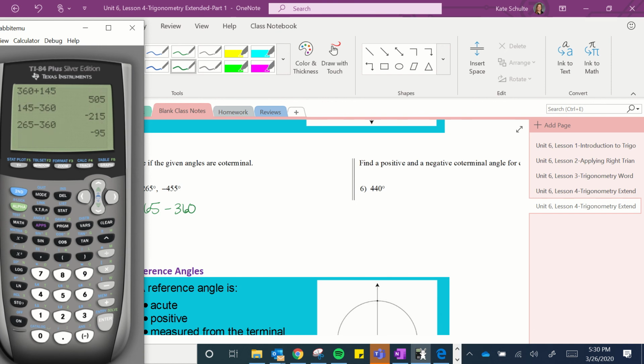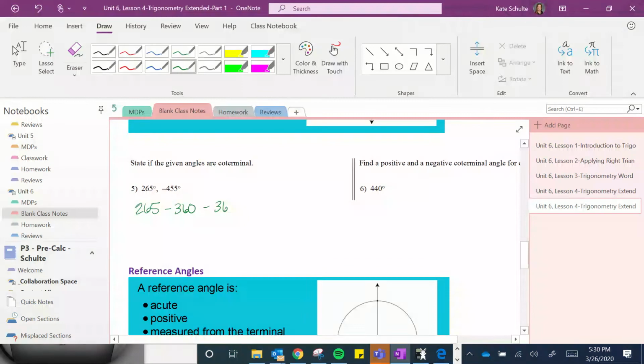That gets me to negative 95. That's not far enough yet, so I have to subtract another 360. All right, look at that. We got there, right? It's fine if I go around more than once. I can subtract more than one 360, or add. So I subtract another 360, and it gets me to negative 455. We started here, we ended up here. That's good, so yes, they are coterminal. If you do one of these where they don't end up being the same, then that's when you would say no, they are not coterminal.